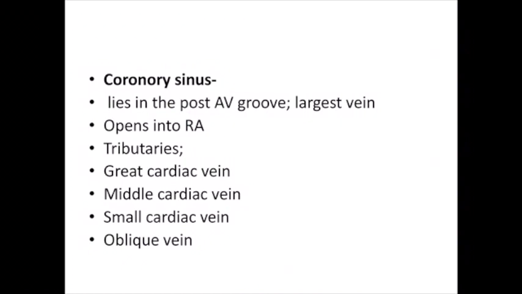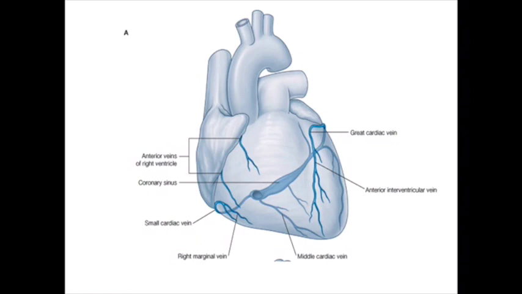The coronary sinus is the largest vein of the heart. It lies in the posterior atrioventricular groove and opens into the right atrium. It has a few tributaries: the great cardiac vein, middle cardiac vein, small cardiac vein, and oblique vein. This is the venous drainage of the heart, and let's draw the diagram of venous drainage of the heart.